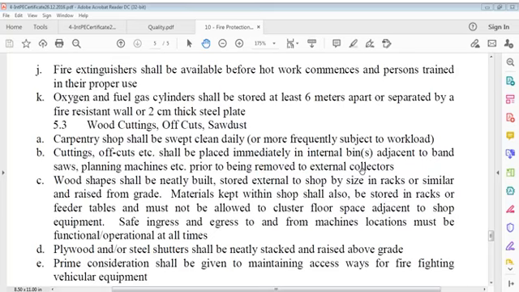Fire extinguishers shall be available before hot work commences, and persons trained in their proper use. Oxygen and fuel gas cylinders shall be stored at least 6 meters apart or separated by a fire resistant wall or 2 centimeter thick steel plate.